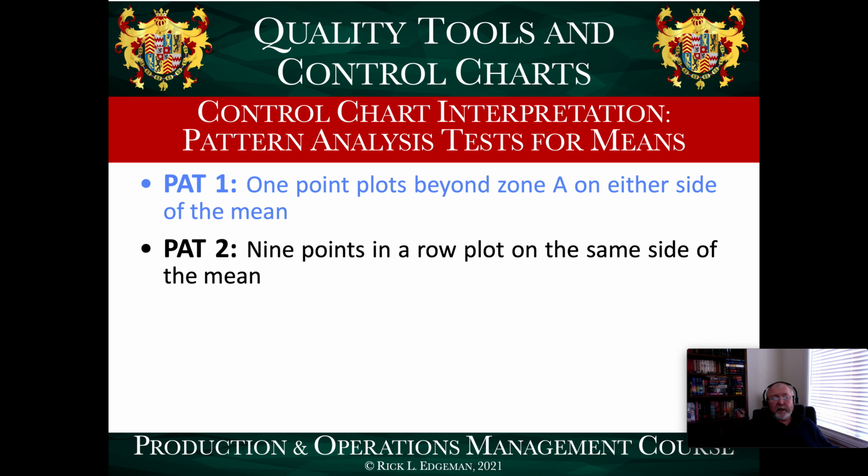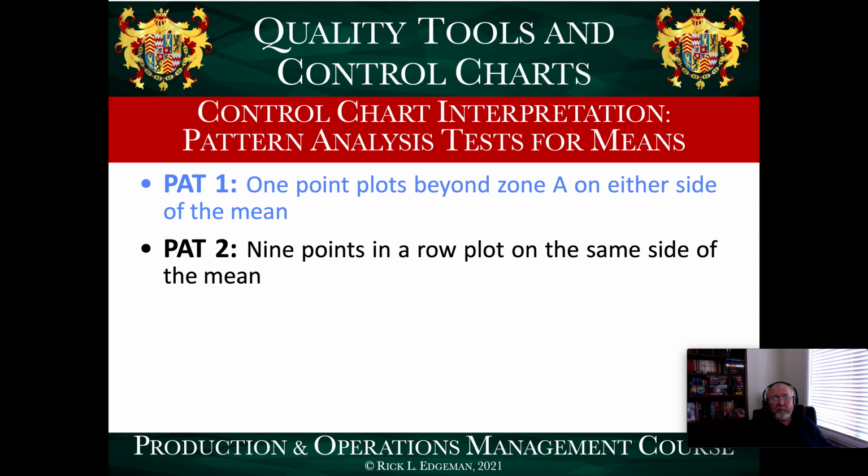Pattern 2 would say, consider that center line, the middle green line. It says your 9 most recent points, 9 points consecutively, are, let's say, above that center line. Well, if in fact nothing has happened in the process, there's a very small chance of that. The chance is about 1 in 512.